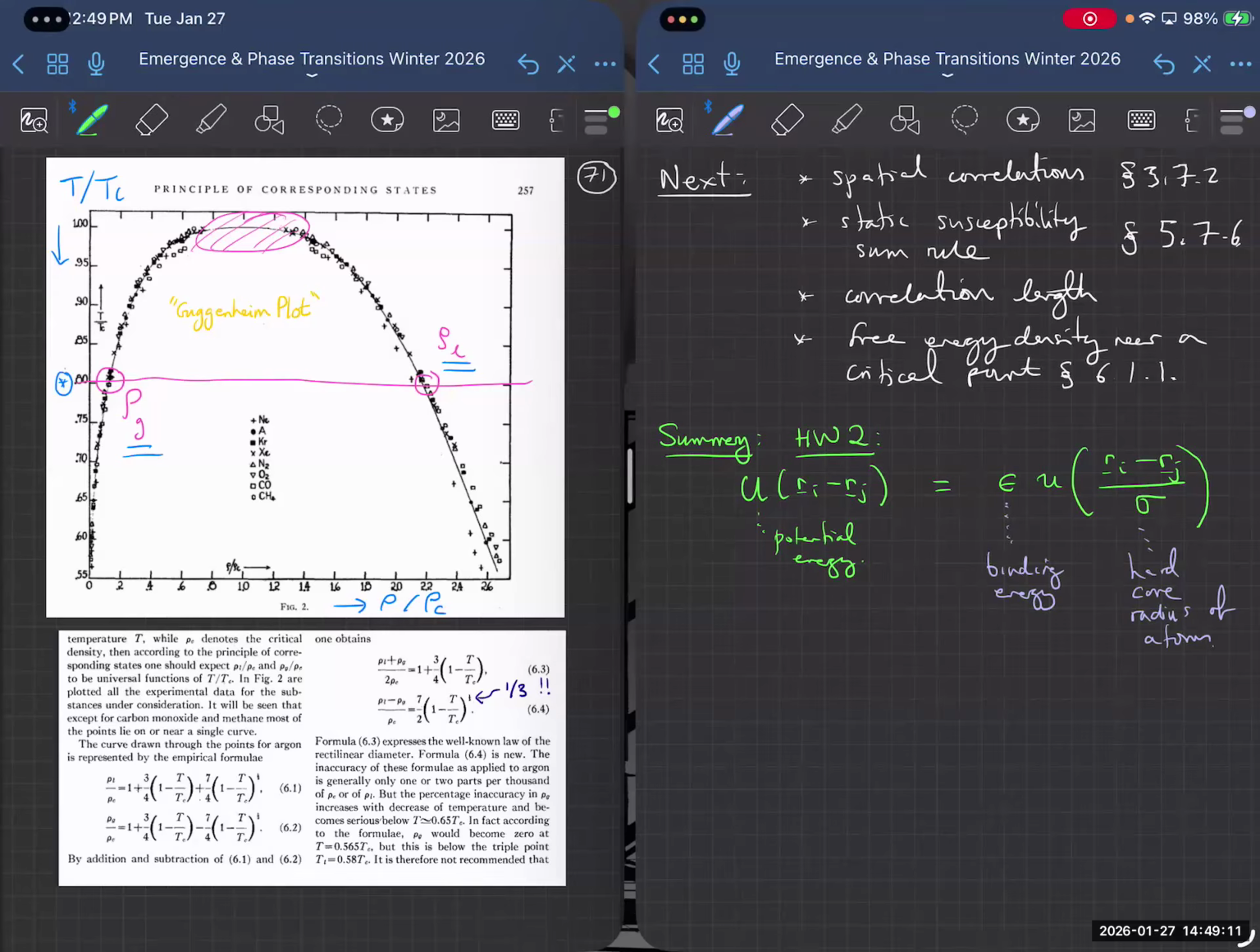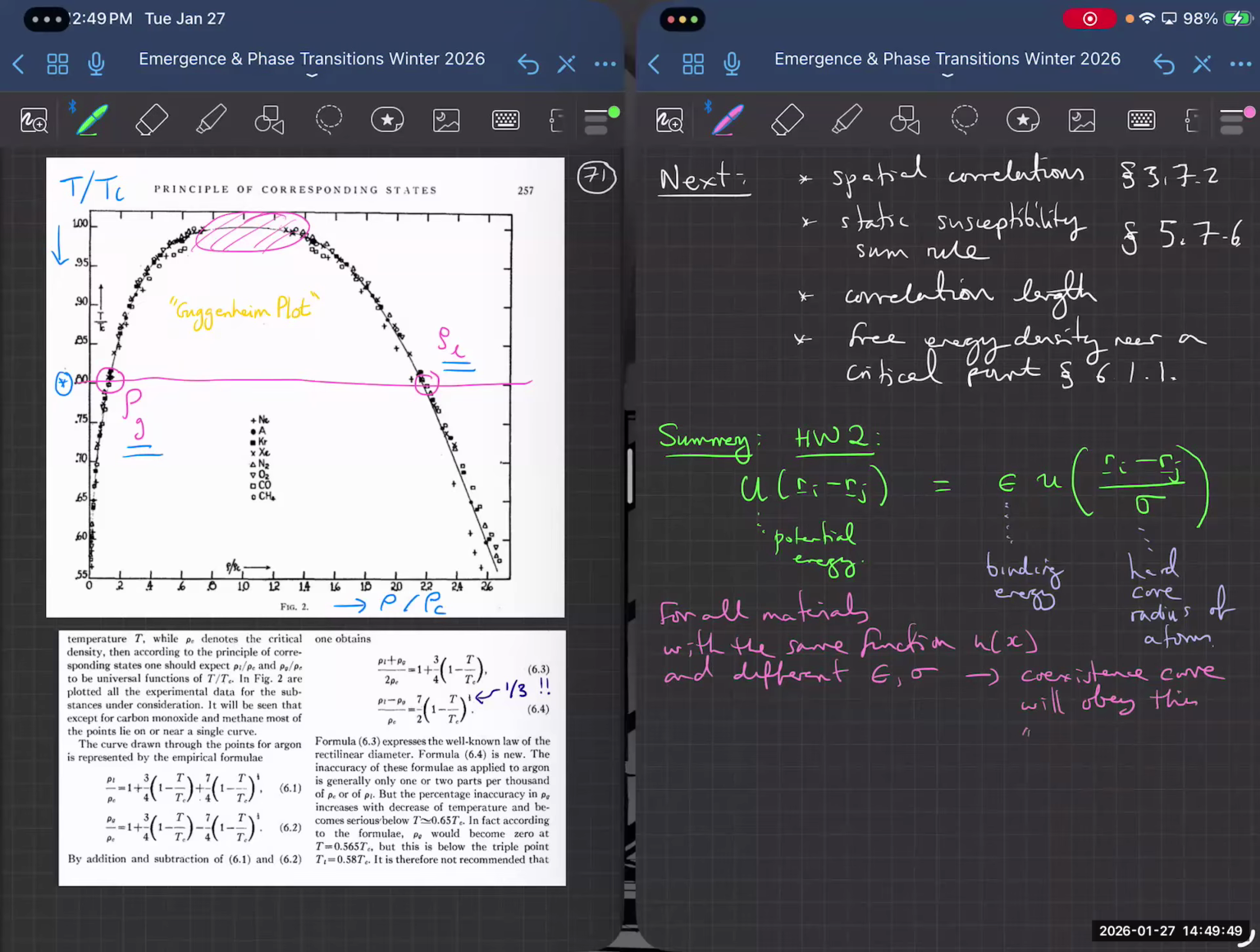And what you will see in homework 2 is that for all materials with the same function u of x and different epsilon and different sigma, their coexistence curve will obey this law of corresponding states.